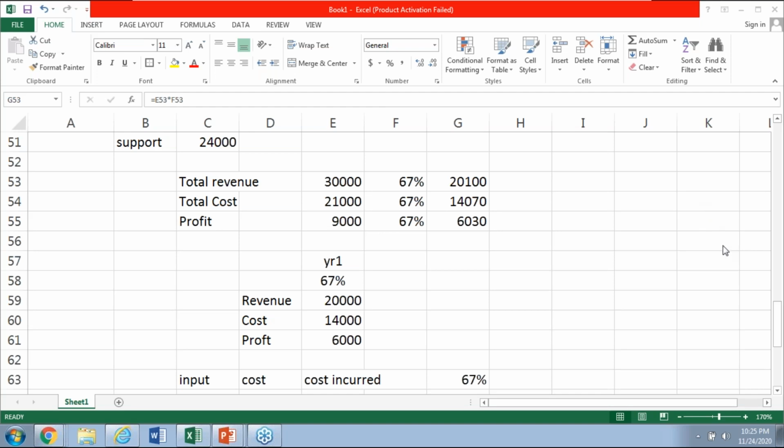67% is simply the percentage that we have calculated based on the cost incurred to date divided by total cost. The cost that we have incurred is 14 and the total cost is 21.